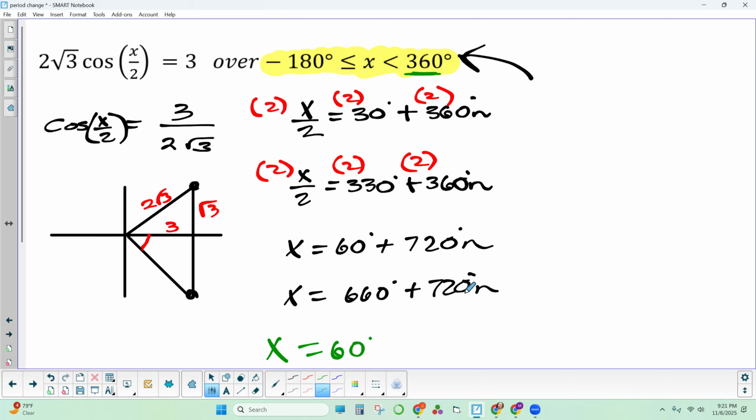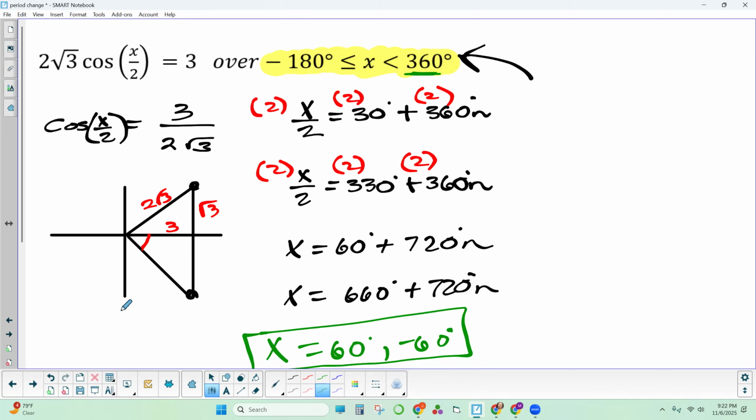Okay? So looking at my next angle down here, 660 does not fall in the interval either. So if I subtract 720, what's that going to give me? That would give me negative 60 degrees. And negative 60 degrees does fall within our interval. So that does work. So that's as far as I can go. And like I said, we're probably going to just have a few angles here because this has been stretched. So there we go. 60 and negative 60 degrees are the solutions over the interval negative 180 to 360.